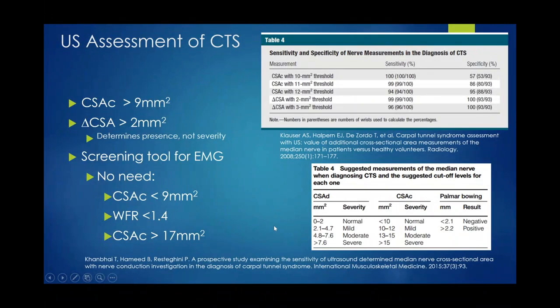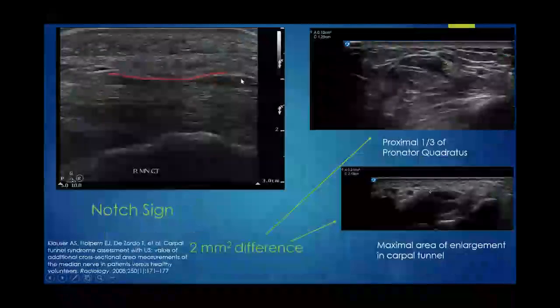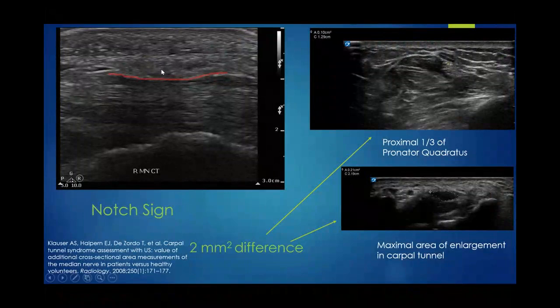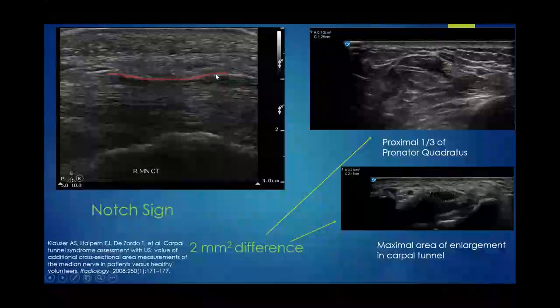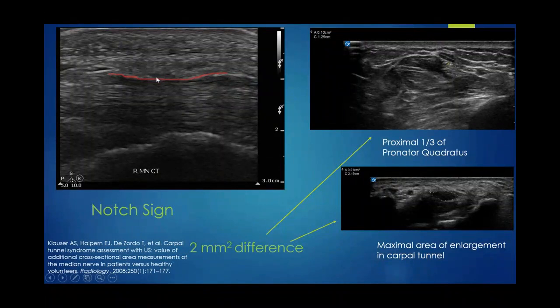In addition to size, you should also look at the echotexture. So if there's increased hypoechogenicity or enlargement of the fascicles, that would also suggest injury. If there is an indentation of the nerve by the overlying thickening of the transverse carpal ligament as depicted here, that would be considered a notch sign. The notch being compression of the nerve with enlargement of the nerve proximal and distal to the transverse carpal ligament.